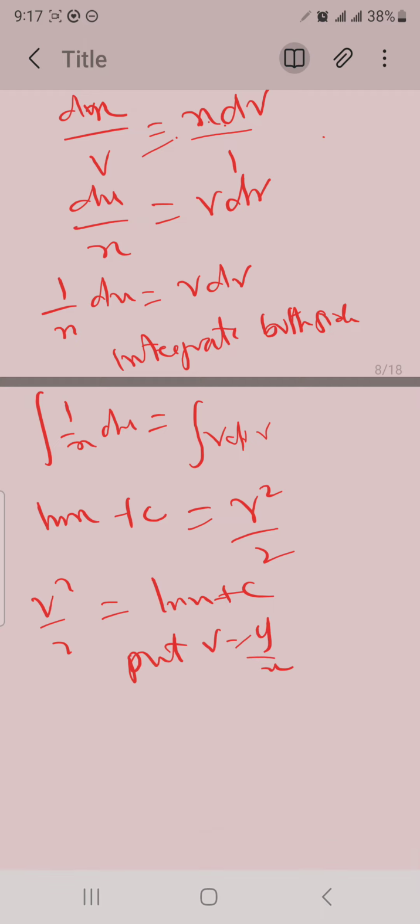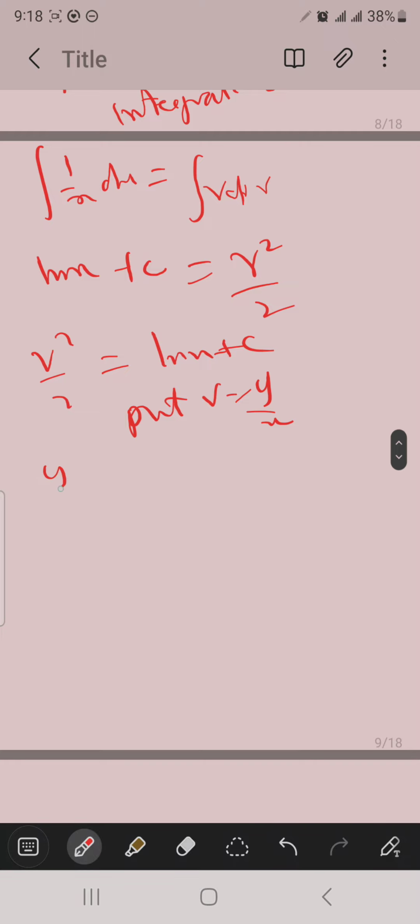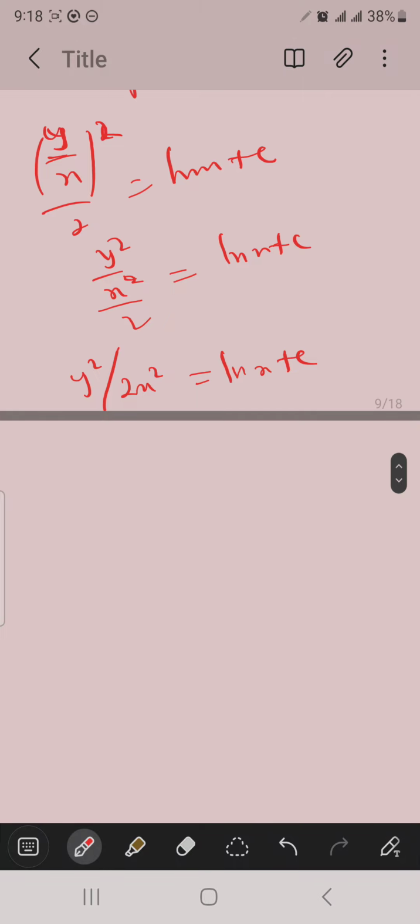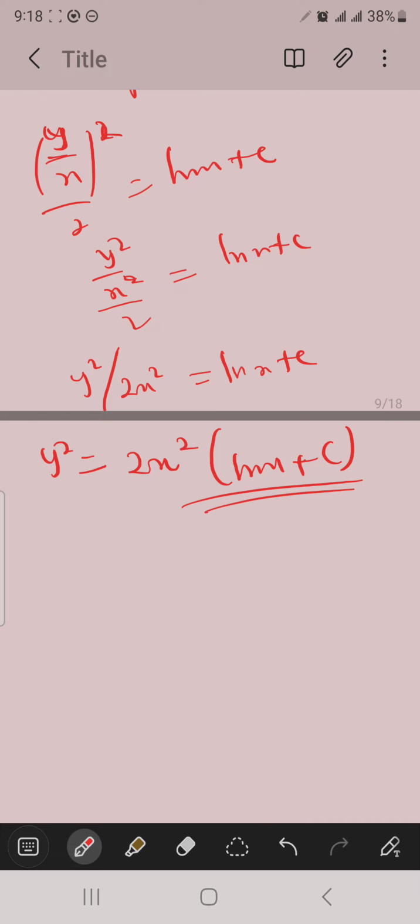So I now have y over x all squared over 2 equals ln x plus c. So this one will be y squared over x squared all over 2 equals ln x plus c. So this one will now be y squared over 2x squared equals ln x plus c. And I hope you understand what I'm saying. Do you understand it? So this one will now be y squared equals 2x squared into bracket ln x plus c. And this is going to be your answer. I really hope that you understand this.